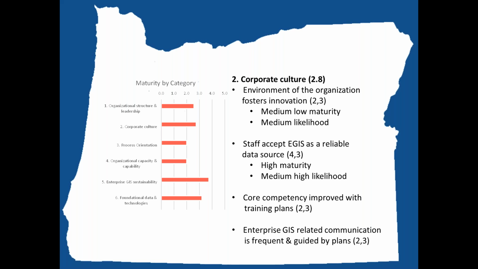Next one, enterprise GIS related communication is frequent and guided by plans. There is some of that going on. We've had training sessions out in our 5 regions and then our technical center, one region even twice. That's part of it. We do have a GIS user group. That's where we've got over 400 people throughout the agency, throughout the state, that we will send communications to, but we can do more.